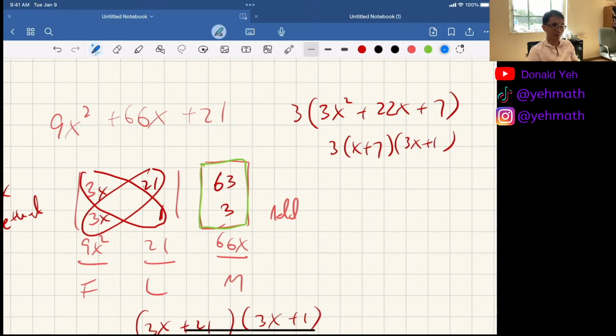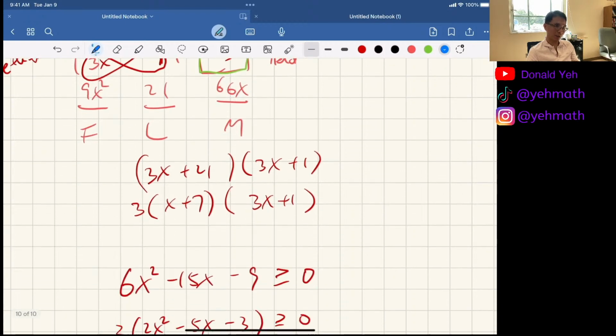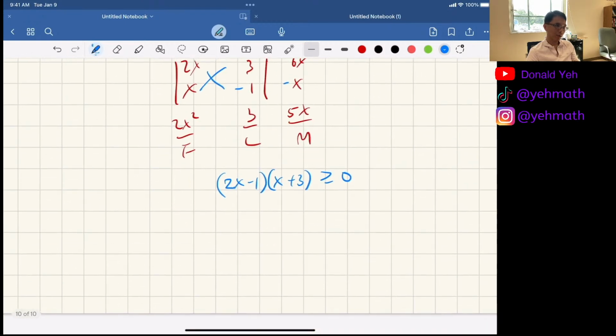Just even 9 times 21 is 189. To factor 189, there's a lot. But the factor of 9 is much simpler, and the factor of 21 is much simpler. So you break down to small pieces. So that's why I told people.